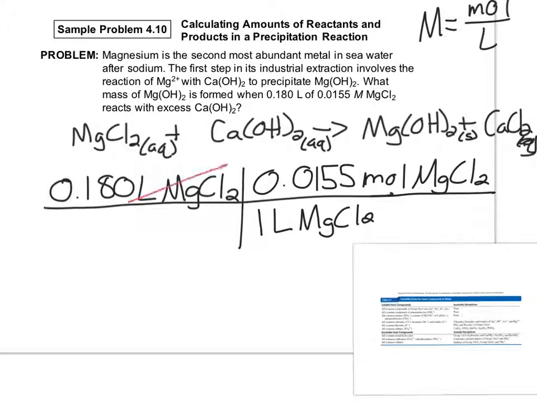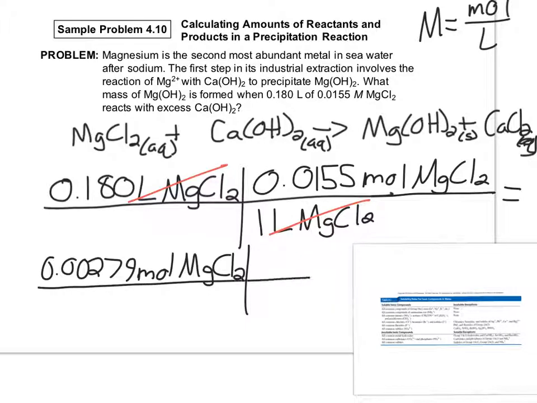Let's do our unit math. Liters divided by liters are going to equal 1. So what's this going to equal? I'm going to have 0.18 times 0.0155 equals, I have 0.00279 moles of magnesium chloride.